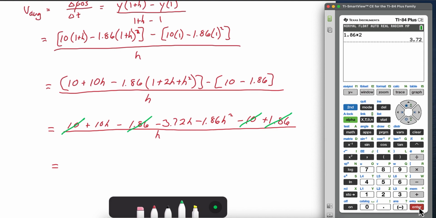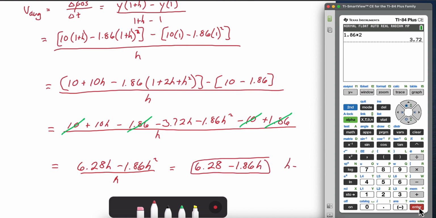Canceling, we end up with 6.28h minus 1.86h squared over h, and that gives us 6.28 minus 1.86h. This is assuming, of course, that h is not 0, can't divide by 0. So this is our generic formula for the average velocity for any h value, keeping in mind that h is the time elapsed.